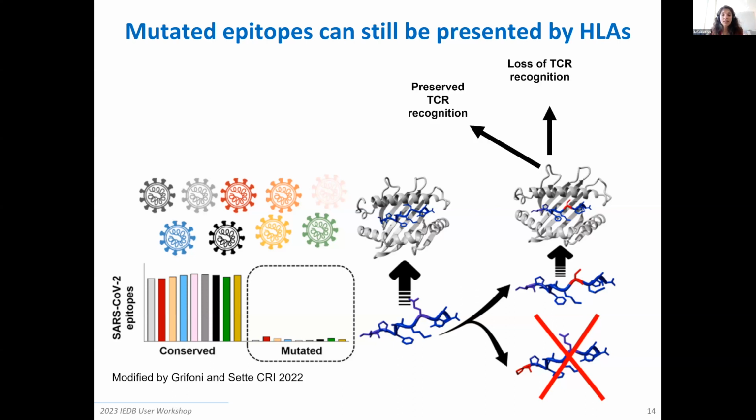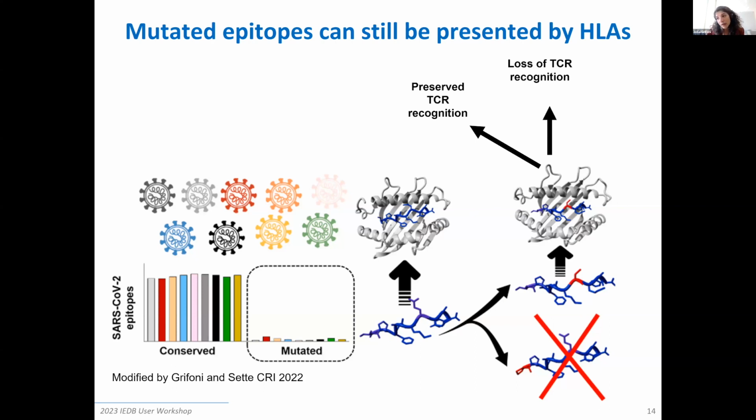Now, there is a point that our analysis is not addressing, and I just want to mention that, which is TCR recognition. The fact that the peptide is still bound to the HLA and potentially presented doesn't mean that the T cells, the specific TCRs, are still able to recognize it. So you can still have the potentiality that the TCR still recognizes it or that the TCR doesn't.